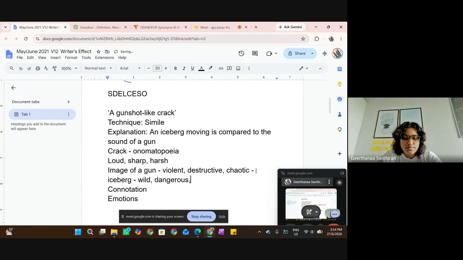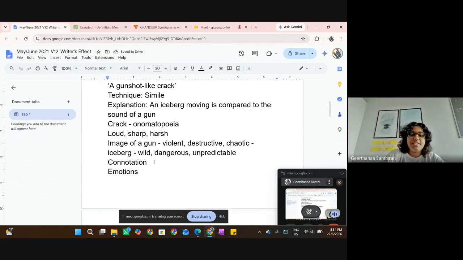Unpredictable. So it's definitely a negative connotation. And emotions. Well, you're scared. So fear, you're nervous, you're worried, right? So anxiety. What else? Fear, anxiety, maybe there's tension.